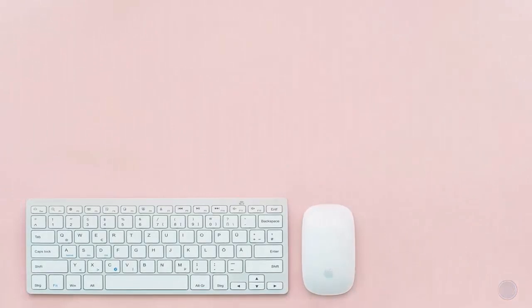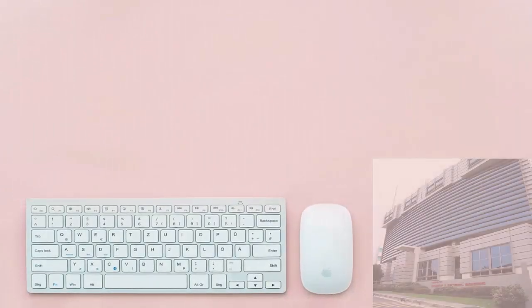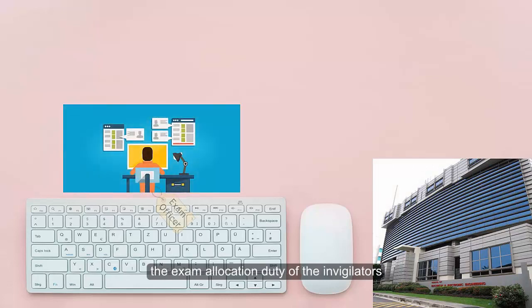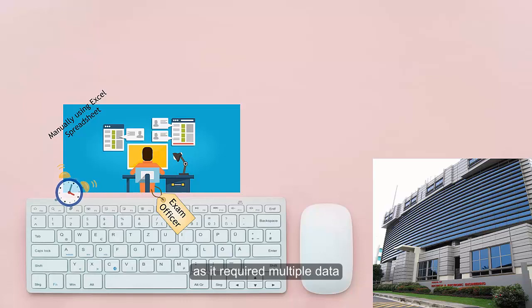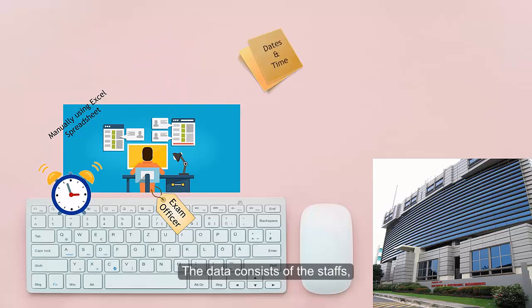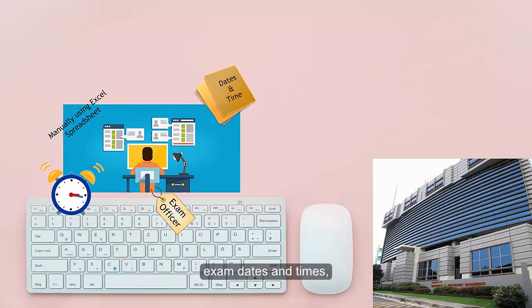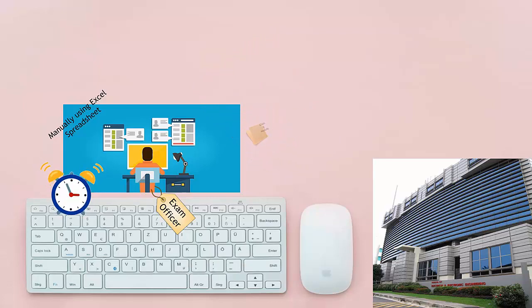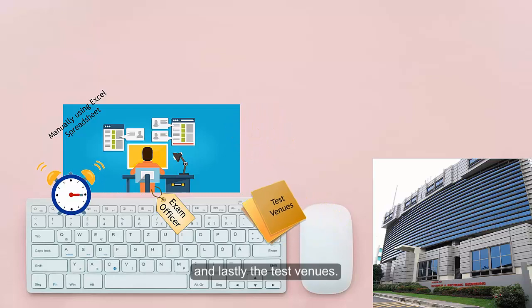Here is the recap of our project problem statement. In one of the polytechnics in Singapore, the allocation of invigilator duty to each test venue is planned manually by the exam officer. It is a challenging and time-consuming task, as it requires multiple data for the officer to assign the right allocation without errors. The data consists of the staff, exam dates and time, class group and test module, and lastly, the test venue.